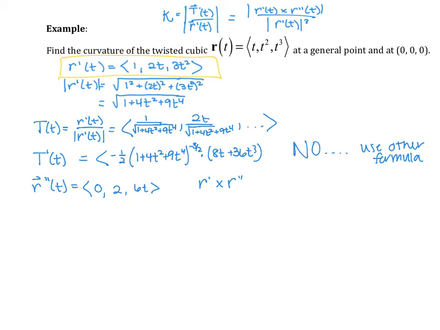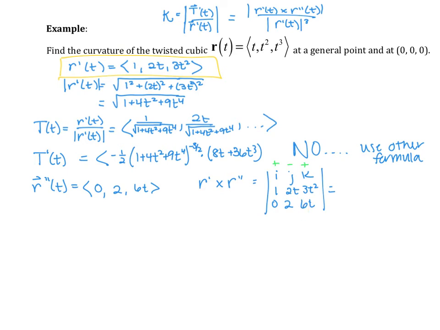And when we set up the matrix, we would have i, j, k. We have 1, 2t, 3t squared, and 0, 2, and 6t. And remember that the signs for these go positive, negative, positive, just so we don't forget. Okay, so for the cross product, for the i component, we'd have 2t times 6t minus 2 times 3t squared.